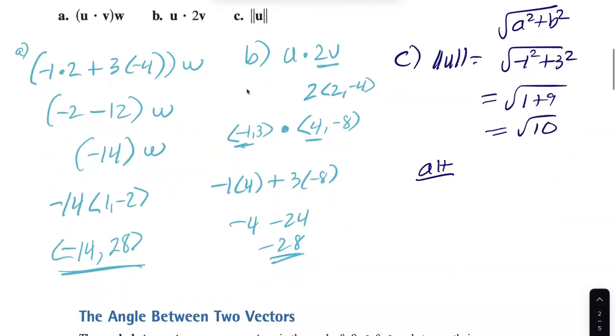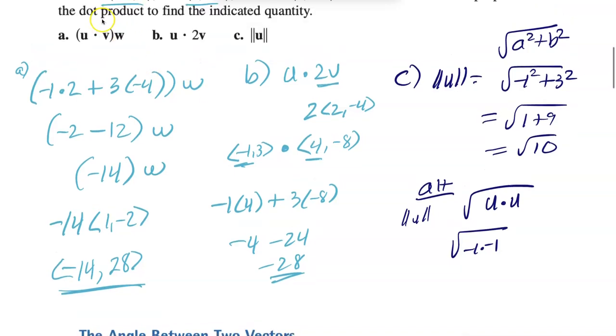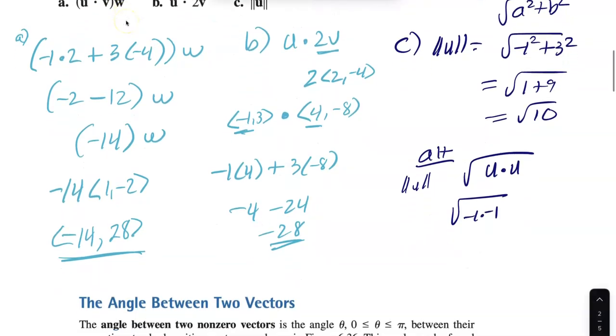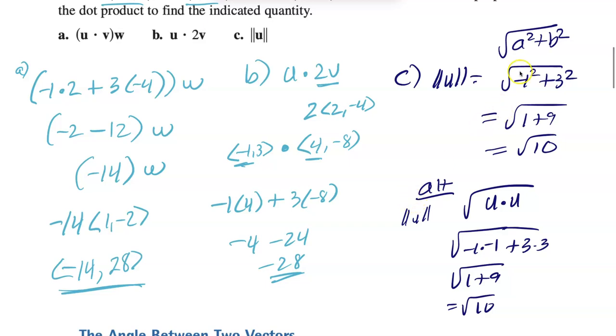So we can also go square root of u dot u. That's going to be negative 1 times negative 1. You multiply the x values together, so negative 1 times its x value plus 3 times 3. So I'm going to get 1 plus 9, so square root of 10. So you could either do the dot product itself and get the magnitude, or you could do the normal formula.